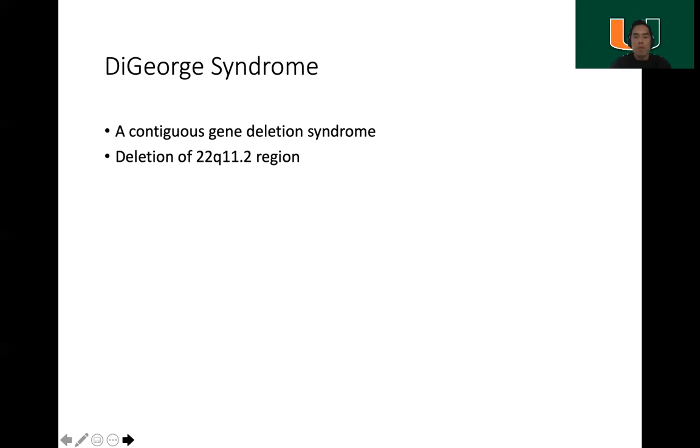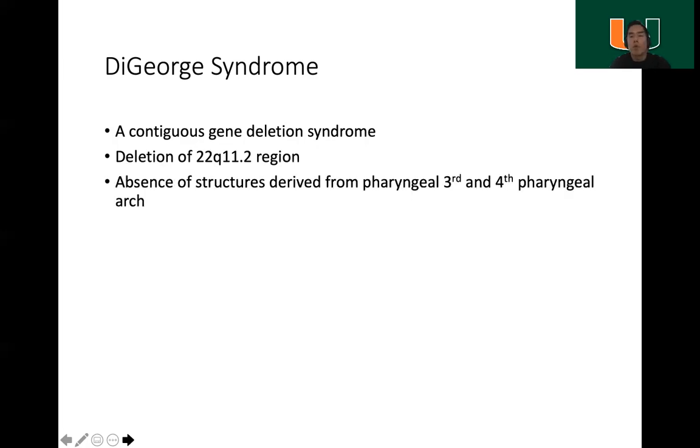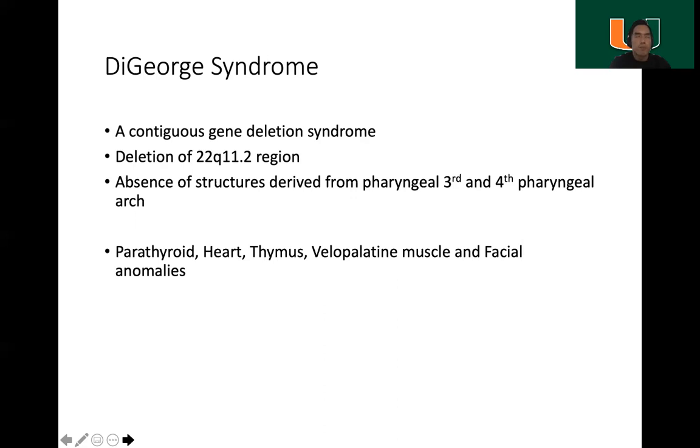It's important for the embryogenesis of many structures that are derived from the pharyngeal third and fourth arch. So what are these organs? Parathyroid, thymus, heart, major vessels, velopalatine muscle, and facial anomalies. The heart conditions in DiGeorge syndrome, we now found, are of many different types, ranging from simple VSD to conotruncal anomalies. So the heart defects in DiGeorge vary.